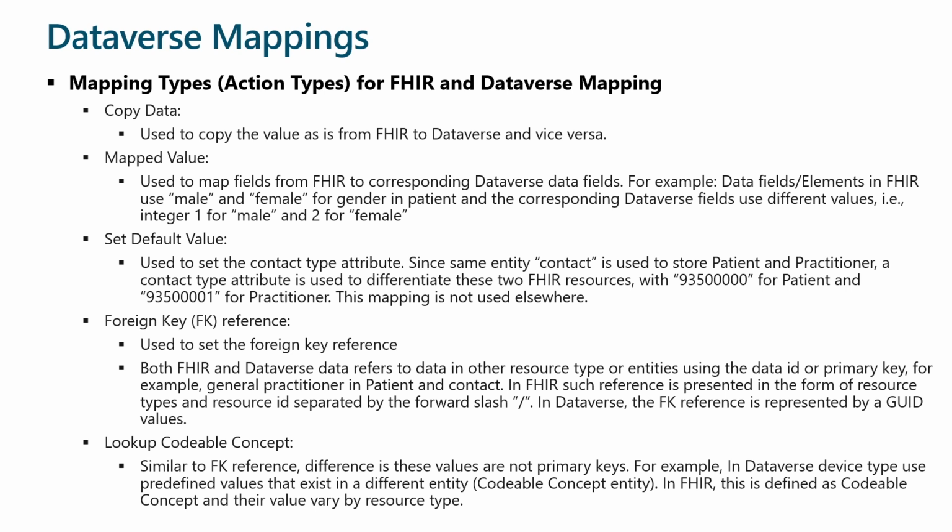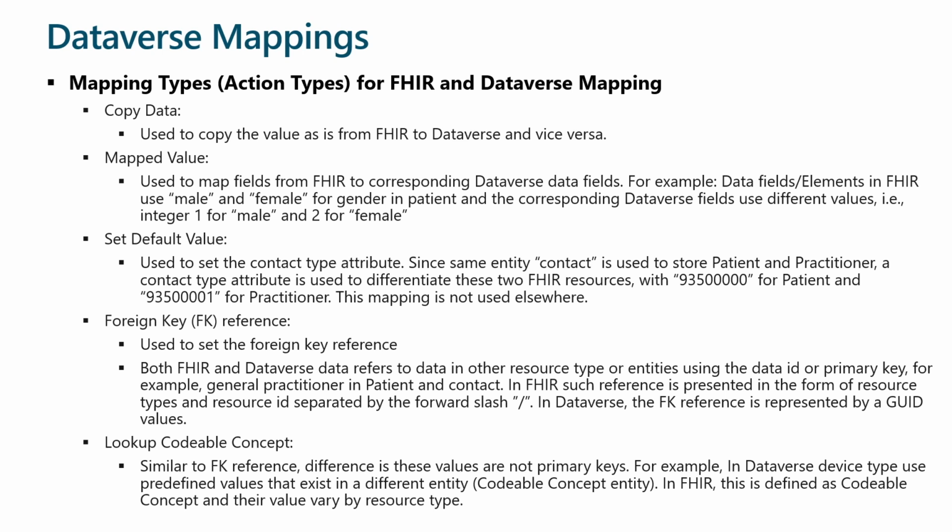Mapped value. Used to map fields from FHIR to corresponding Dataverse data fields. For example, data fields in FHIR use string representation, that is male or female for gender. And the corresponding Dataverse field uses different values, that is integer 1 for male and 2 for female. So when you have this data type of pick list or Boolean data types in Dataverse, you can select the map value action type.